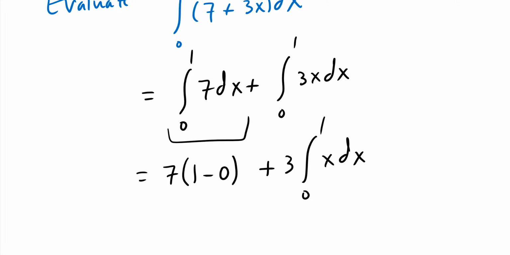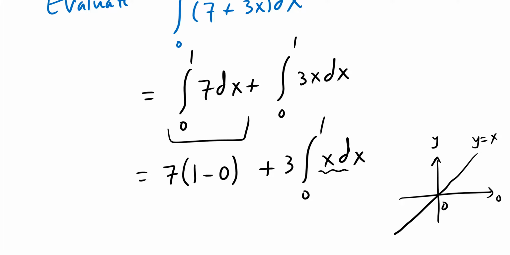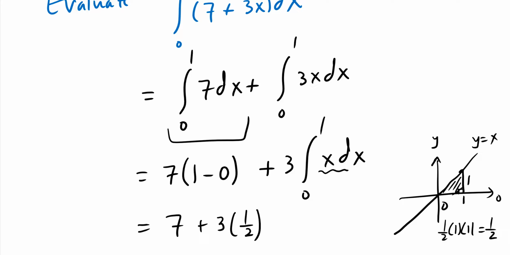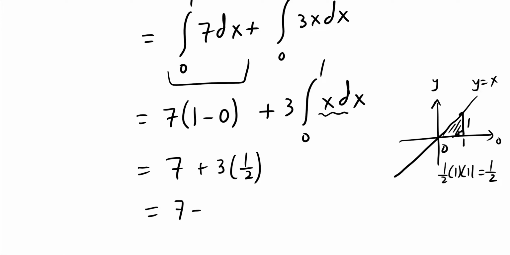And now we have to integrate this. So how do I integrate this? As we did in the previous example, we have a function here, y equals x. This is the graph of y equals x, from 0 to 1. What would that be? It's 1 by 1, so it's 1/2 base times height. So that's 1/2, the area. So I got a 7 here plus 3, and the area of this is 1/2. So that gives us 7 plus 3/2, or 17/2.